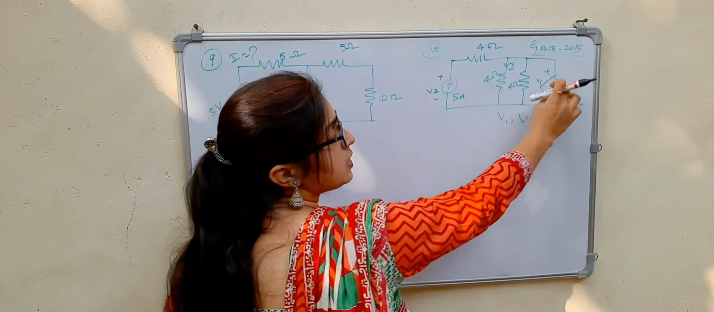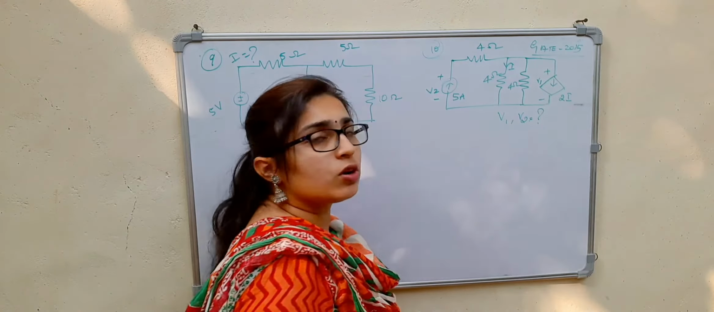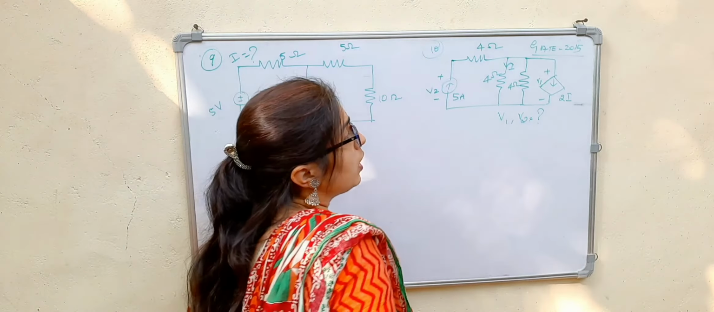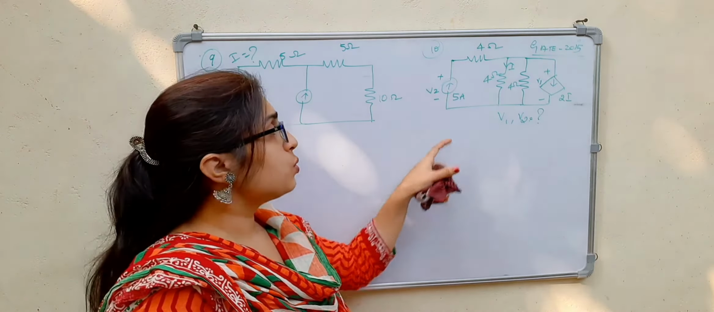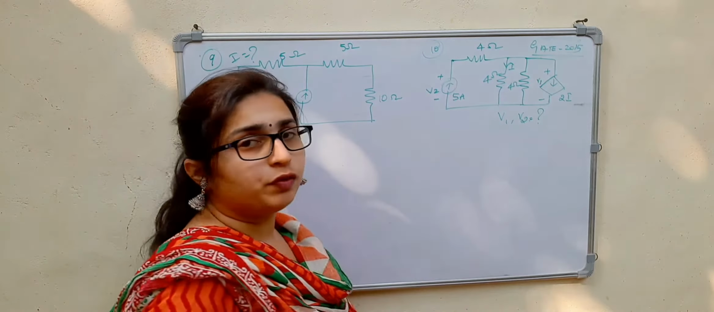So here V1 is nothing but the voltage across this dependent source. Okay, and V2 is the voltage that is across the current source, which is delivering the current of 5 ampere.